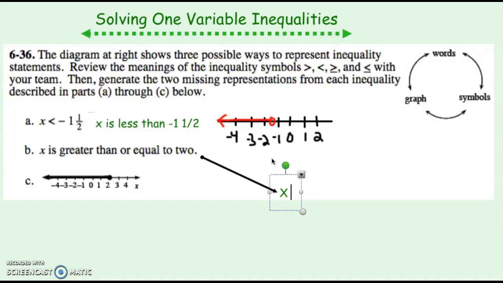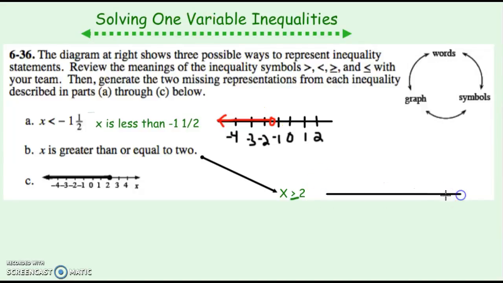X is greater than or equal to, so I'm going to draw the line underneath to represent equal to. So less than or equal to, or greater than or equal to 2. So this would show x is greater than or equal to 2. So I have words and symbols, and now I need a graph. I'm going to do a different one.